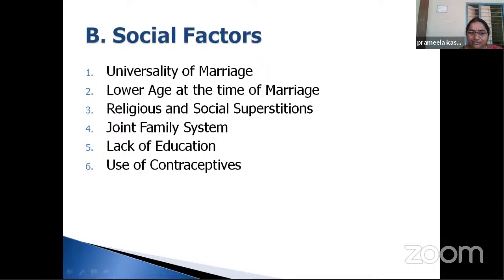And next one, use of contraceptive methods. The use of contraceptive methods was very low in the Indian economy due to the unavailability of contraceptive methods. And next, they are not encouraged by some sections of the people due to lack of education or religious and social superstitions. Due to all this, the use of contraceptive methods is very low in the Indian economy. Due to that, they are unable to control the birth rates.